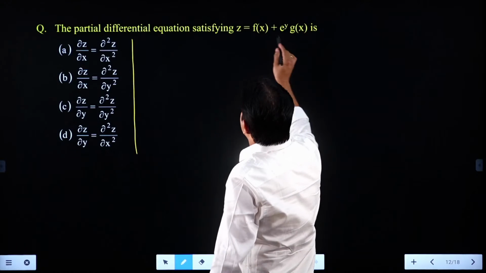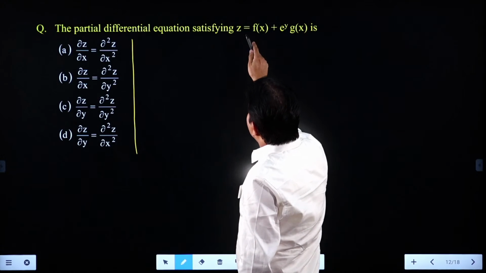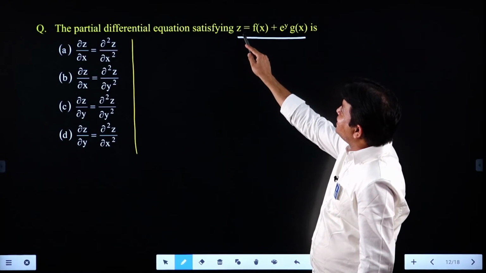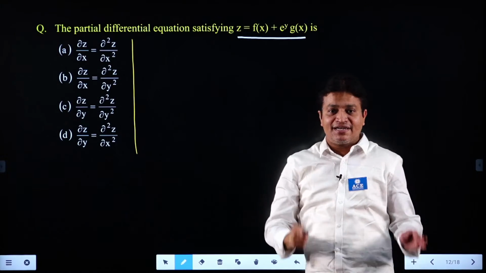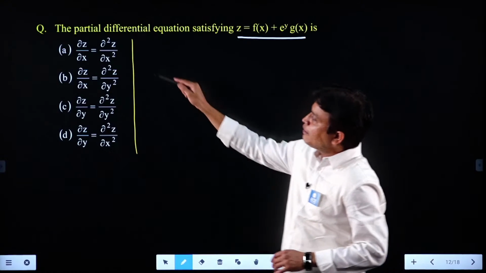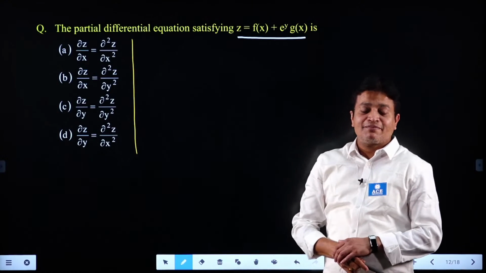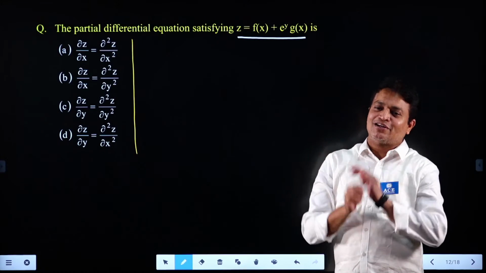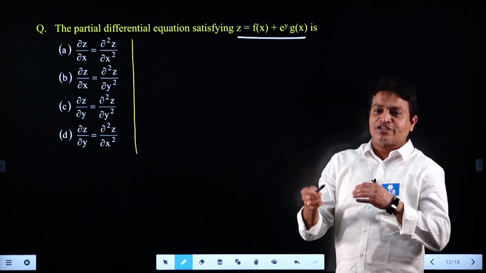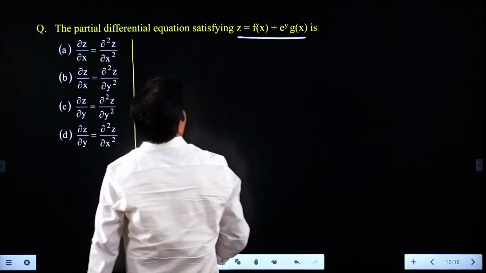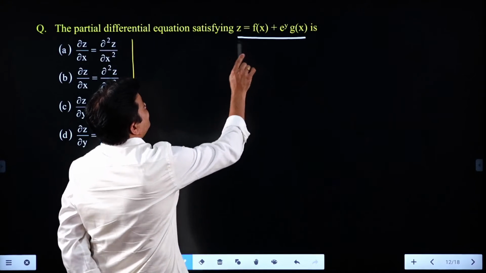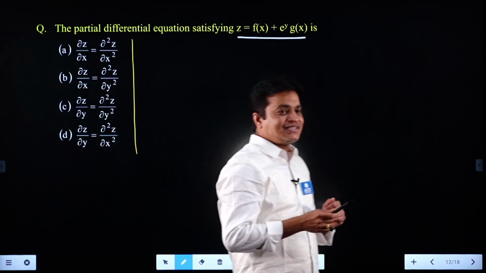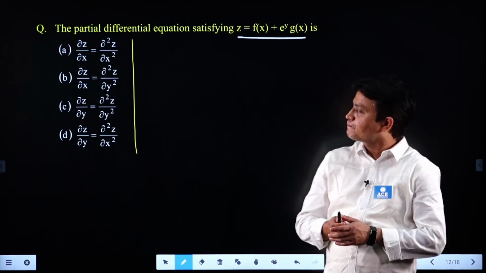The partial differential equation satisfying this function. You observe z is depending on x and y. z is a function of x comma y. Options also you observe dou z by dou x, dou z by dou y, dou square z by dou x square, like that only given. So formation. Here how to formulate a partial differential equation means you have to differentiate with respect to x or y.